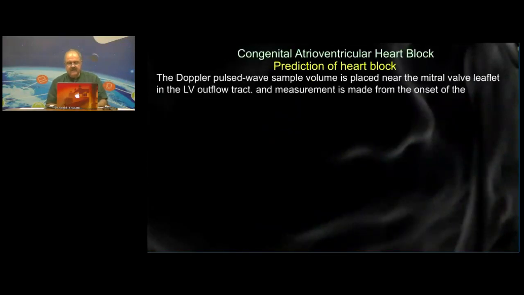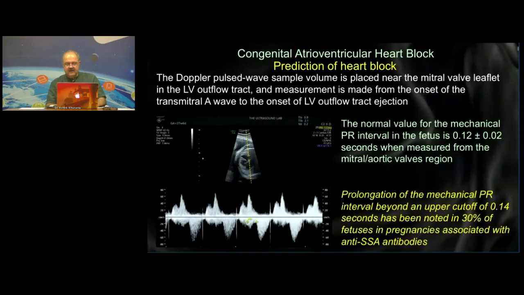Here, you have a patient with a background of developing an atrial ventricular heart block because the mother has systemic lupus erythematosus. We now know that to look for arrhythmias, we do not get obsessed with M mode. We start using pulse Doppler, and we realize that we can then get a reading when we have the pulse volume placed near the mitral valve leaflet in the left ventricular outflow tract, and measurement is made from the onset of the transmitral A wave to the onset of left ventricular ejection. And that then is known as the mechanical PR interval.